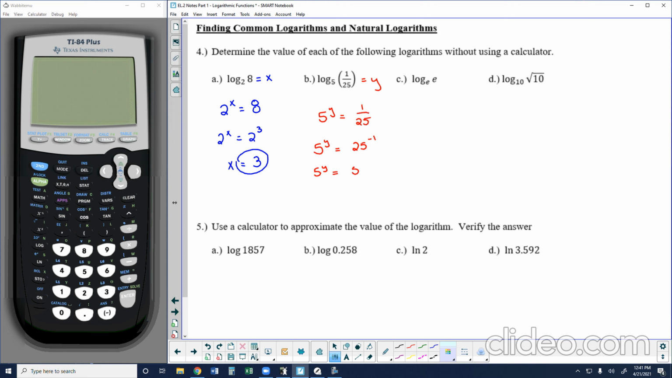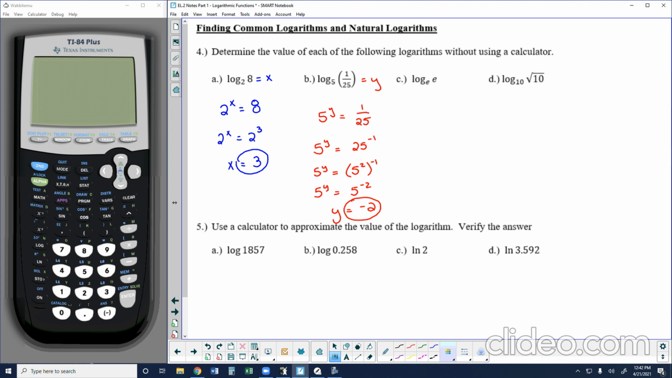And 5 to the second power is the same as 25. So 5 to the y power would have to be equal to 5 to the negative second power here. So y, or this expression, would equal negative 2.